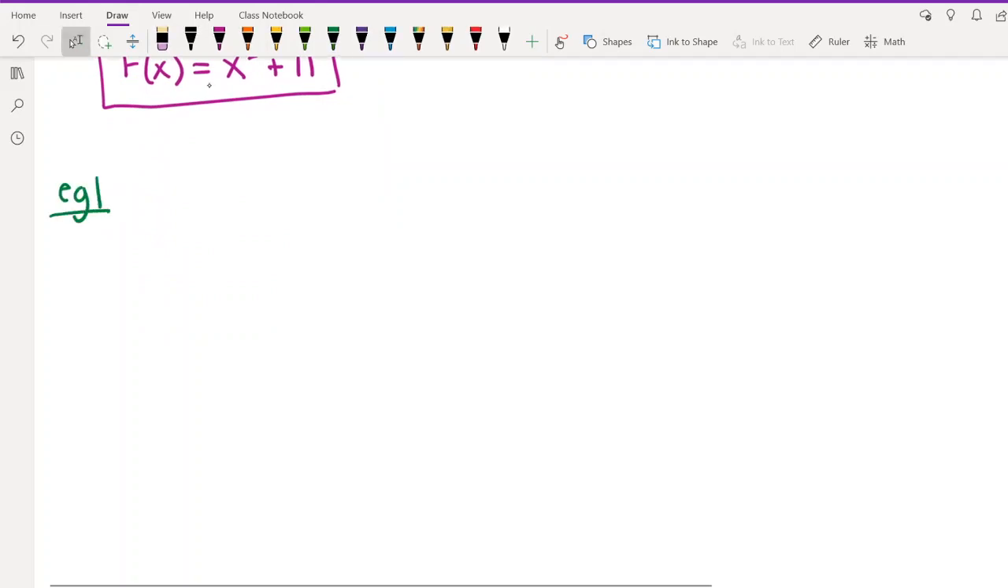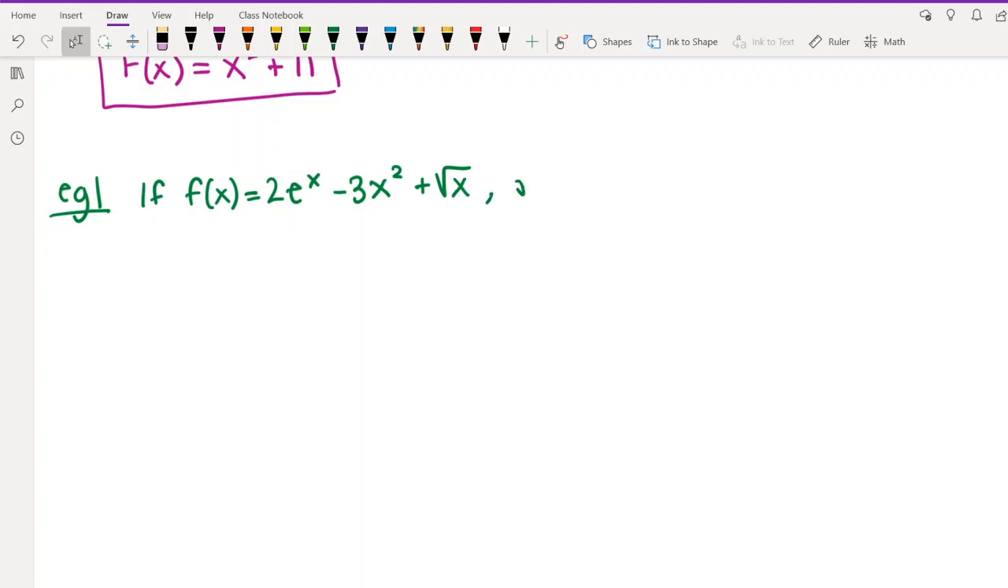So let's say, let me actually say it this way. Let's say that if lowercase f of x is equal to 2e to the x minus 3x squared plus square root of x, and f of 0 is equal to 5, let's find f of x.